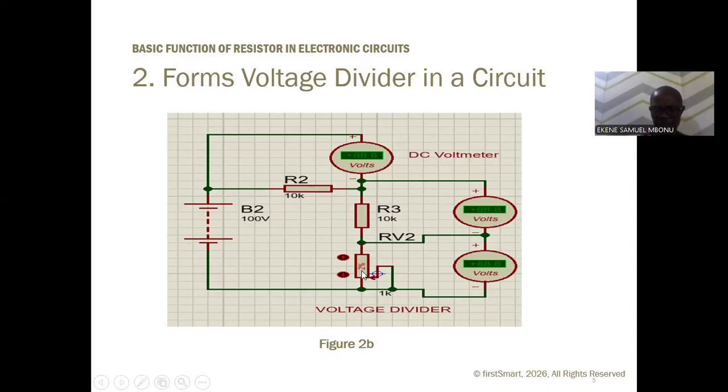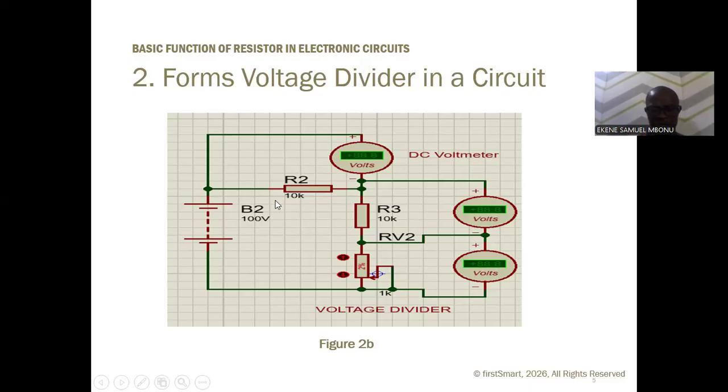So as we vary this, the voltmeter across this variable resistor will be changing as well as these ones. But at any point in time, this V and this V, that is V2 and V3, will be the same. There is another law this obeys. We call it Kirchhoff's voltage law.